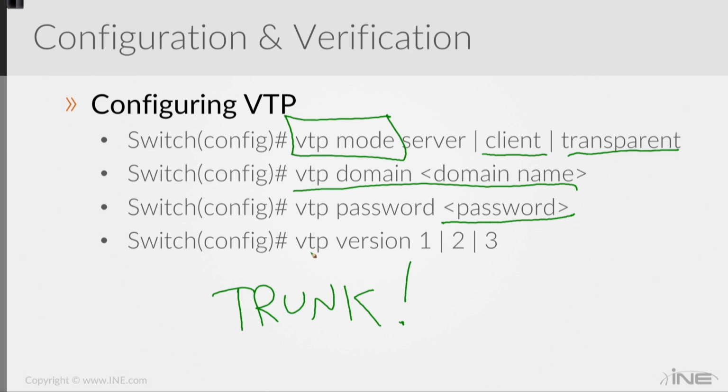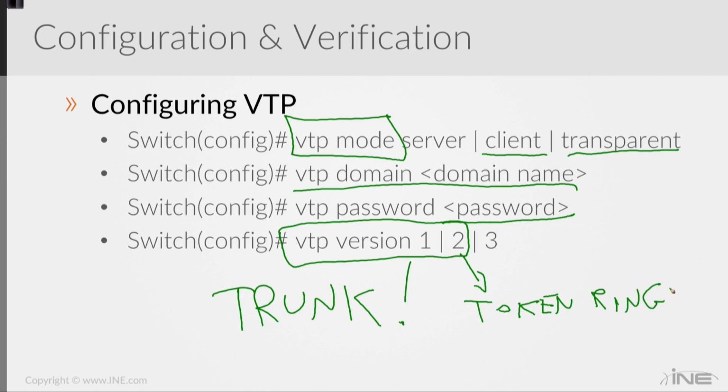At the CCNA level, all they expect you to know about is VTP versions 1 and 2. The really only difference about VTP version 2 is it added support for a really old technology that you probably won't ever see called token ring.